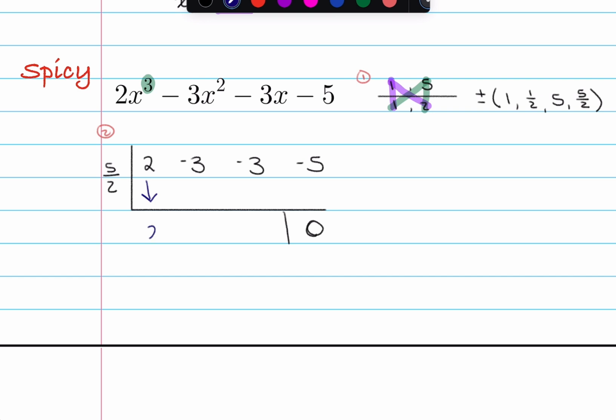So I'm going to pull down the 2. I'm going to do the same thing. I'm going to do 2 times 5/2. That ends up being 5. -3 plus 5 is a positive 2.